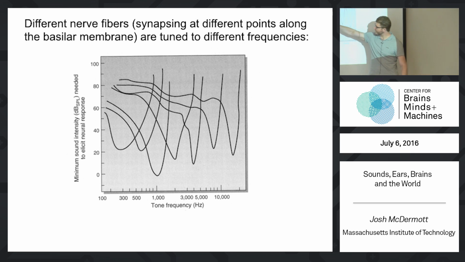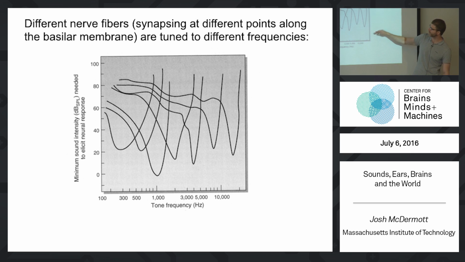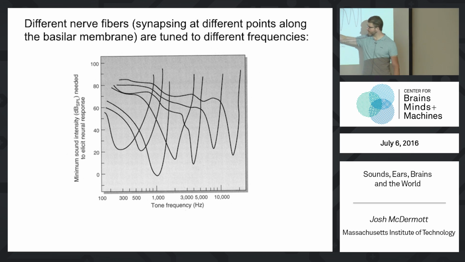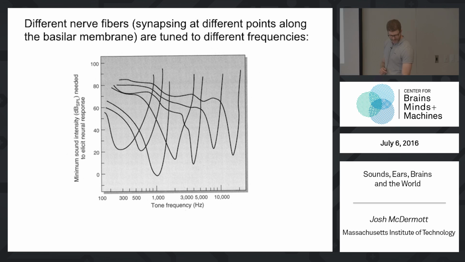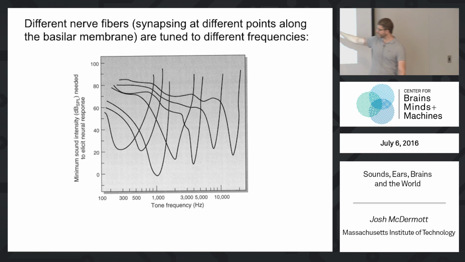Here are a whole bunch of tuning curves from different auditory nerve fibers, and so you can see that these V-shaped things cover more or less the whole spectrum. So the idea is that this nerve fiber would be synapsing near the base, this one would be synapsing near the apex, these would be in the middle. So this is the picture in terms of these auditory nerve responses, right? So the idea here is that each auditory nerve fiber is responding to a restricted range of frequencies.